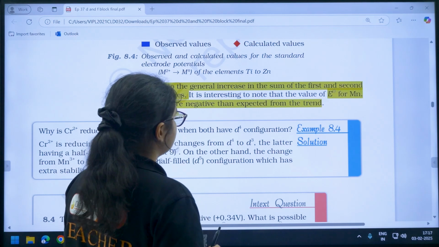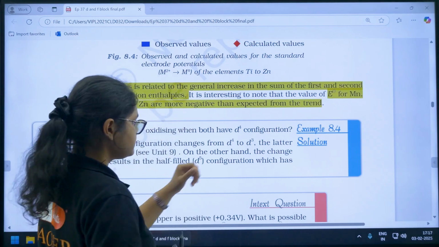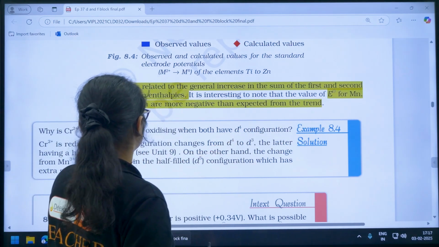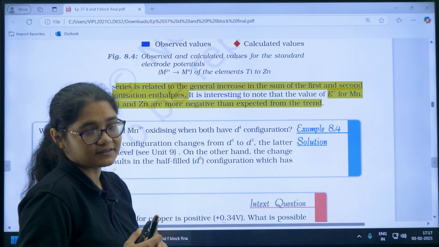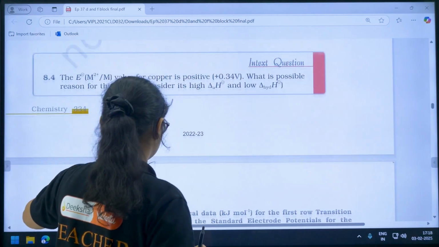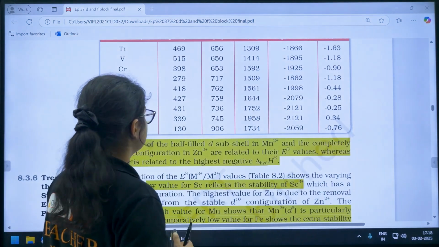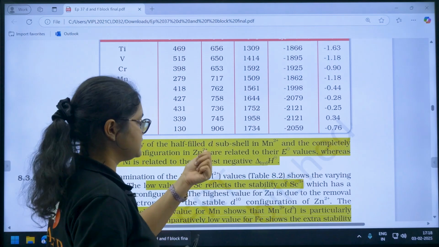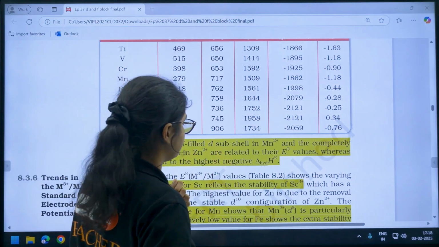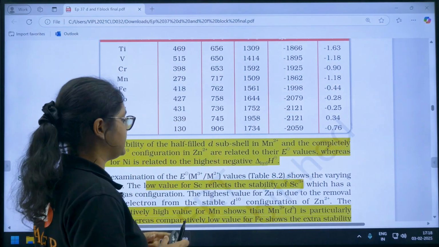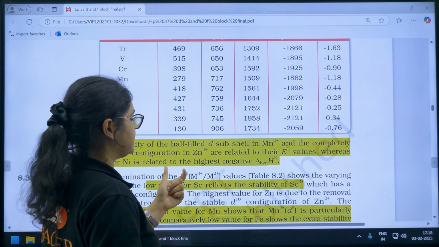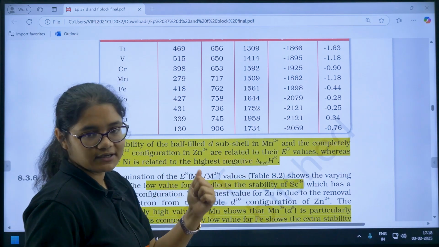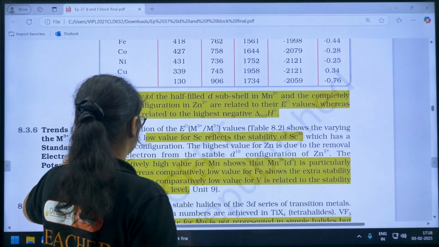Okay, now here we have something. E0 for manganese, nickel and zinc are more negative than their expected value. What is the reason for that is also given. So you can see the reason for Mn2+ is its half-filled stable configuration, Zn has a fully filled d10 configuration, but for nickel the reason is the highest negative hydration enthalpy. Okay, this you should mark.